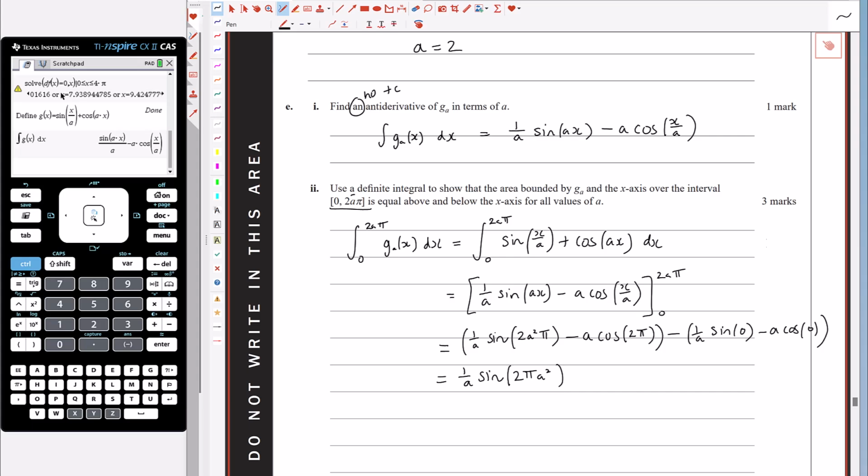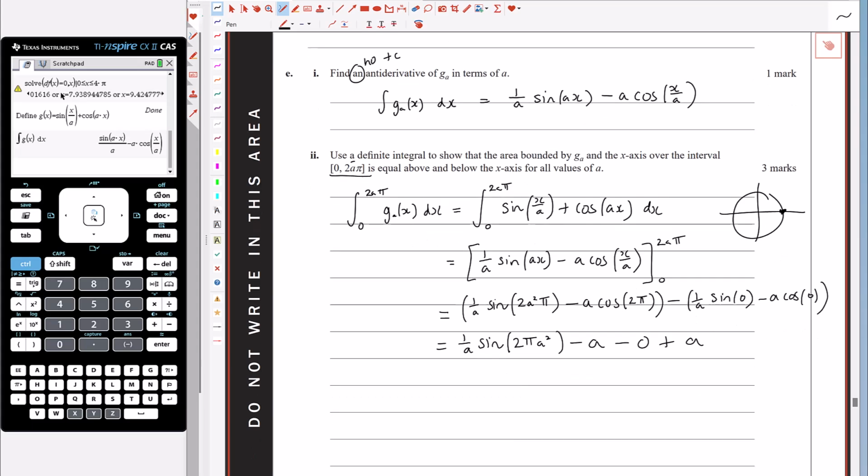Now, cos of 2π, cos is the x coordinate at 2π around the unit circle. The x coordinate is 1, so that's minus a. Then sine at 0, the y coordinate at 0 is 0, so that whole thing there is 0. And then we have minus minus, so plus a times cos at 0, the x coordinate is 1. So we've got minus a and plus a, so they cancel out. And so all we have here is (1/a) sin(2πa²).